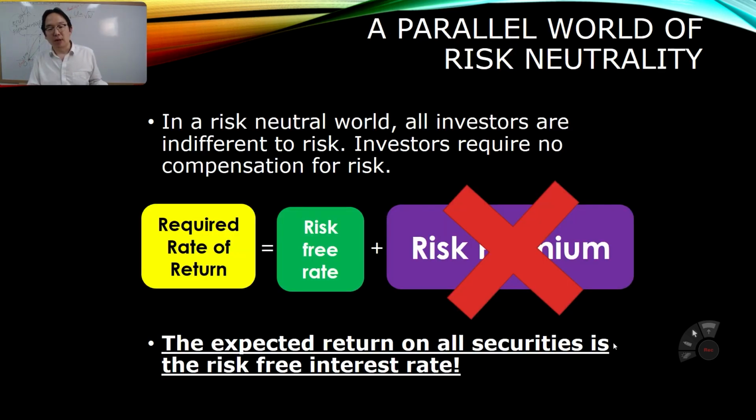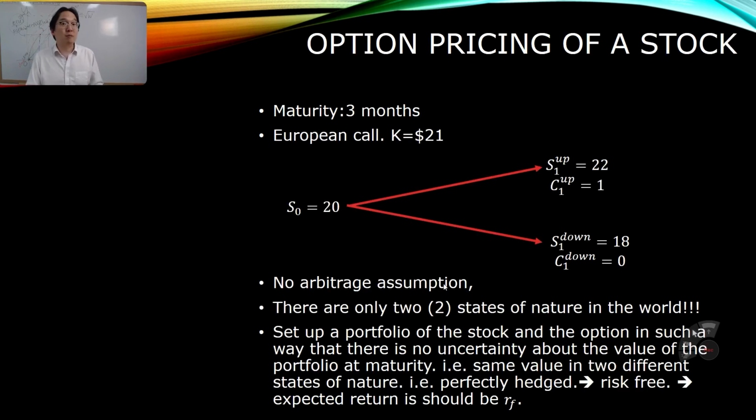Anyway, now, in a risk-neutral world, all investors are indifferent to risk. Investors require no compensation for risk. Wow. Is that possible? In a parallel world, right? The expected return on all securities is the risk-free interest rate in this world. So if you can model anything using these risk-neutral agents in this world, life will be easier, right? Can we do that? I think that's going to be the next video. So thanks for watching.